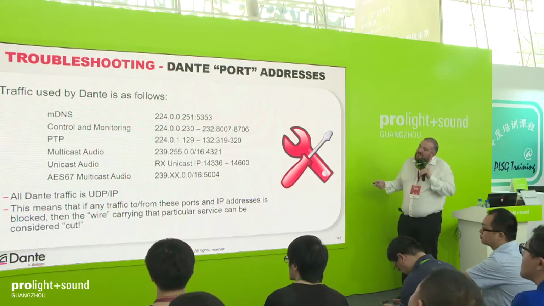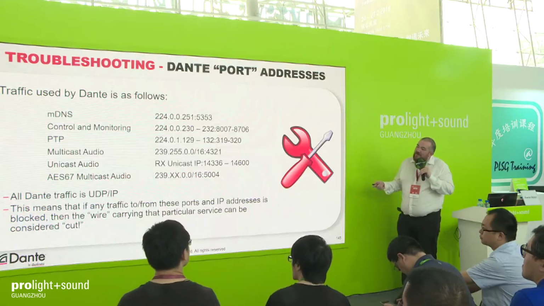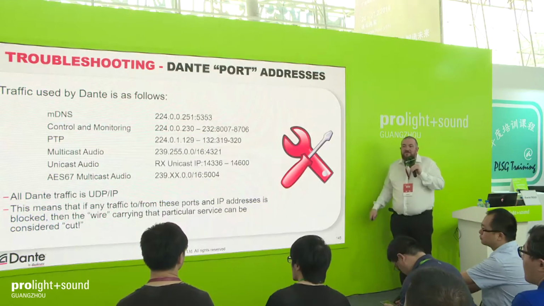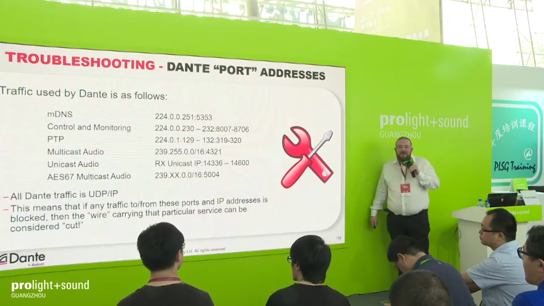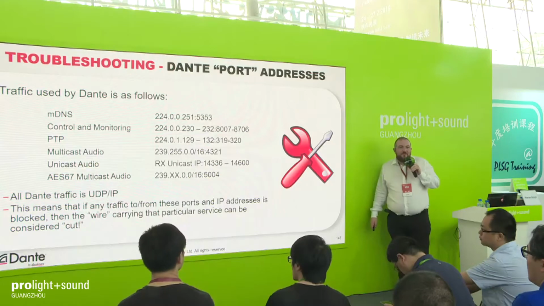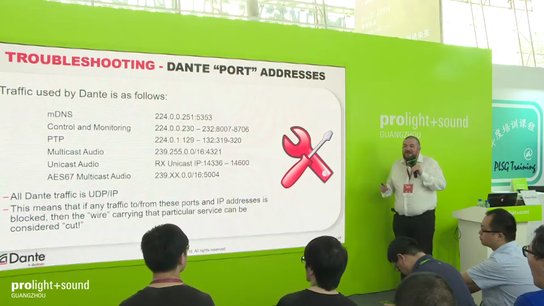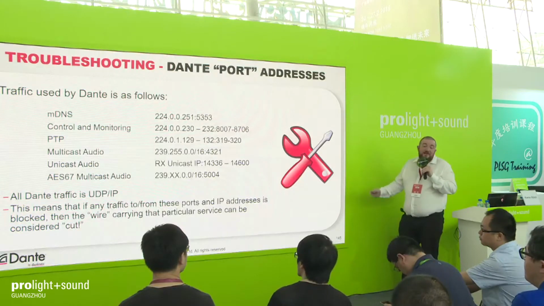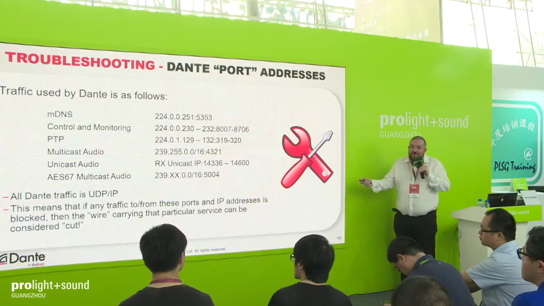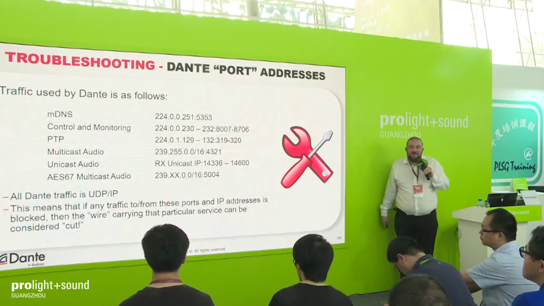Some implementations of AES67 go outside this range, so we allow this octet here to be reconfigured because there are some IP addresses outside this that people believe are useful for AES67. To avoid having a big fight about this, we've just made that user configurable. We would advise to use this range, but other people think differently, so that's fine.